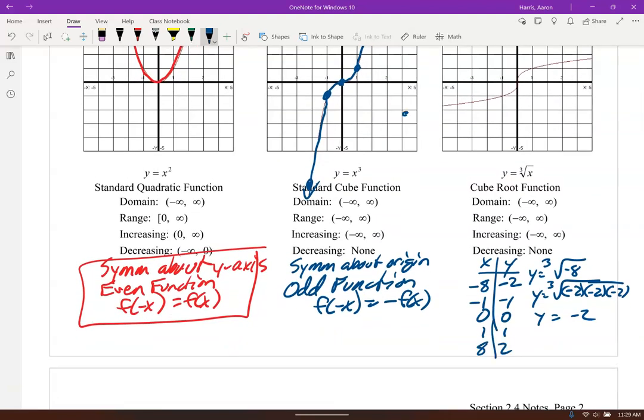You start graphing those points, and you get this cube root function, which has a domain of all reals and a range that's all reals. It's increasing throughout. It's going up and to the right the whole time. It's not decreasing at all. This one also, by the way, is symmetric about the origin. It's an odd function, just like y equals x cubed.